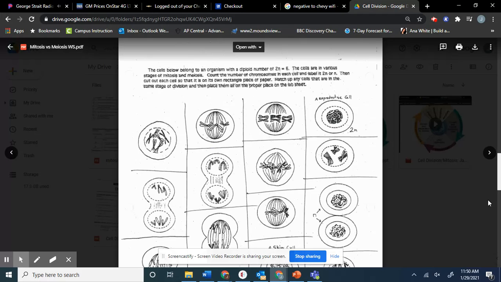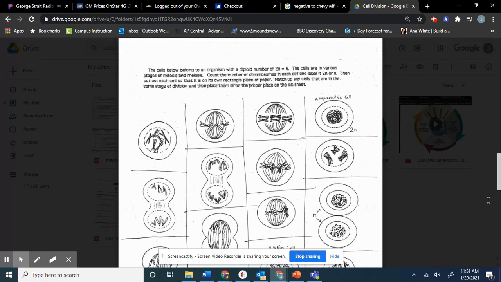So, for example, if we look at this cell right here, okay, what stage is that cell in? Is it a diploid or a haploid stage? And why would you say diploid? Yeah, you've got 6 chromosomes there. There are 6 X's. So I would go through and label that one 2n. Okay, I'd put that down.